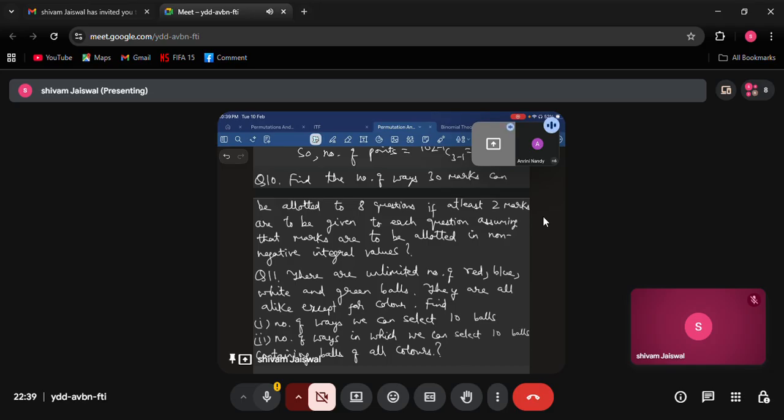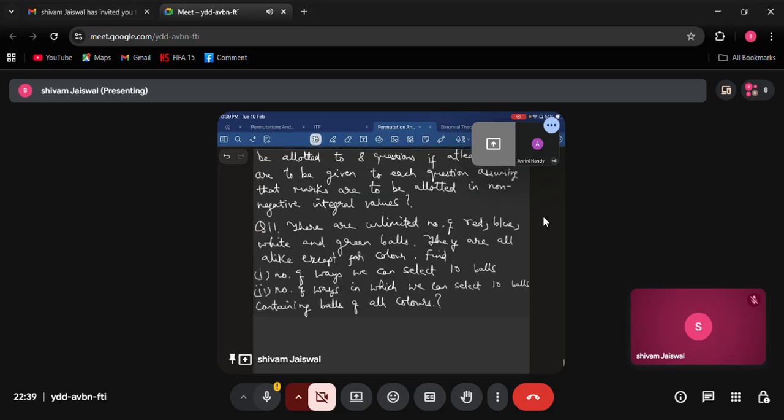Okay, only I'm solving. You need to find out the number of ways 30 marks can be allotted to 8 questions if at least 2 marks are to be given to each question, assuming that marks are to be allotted in non-negative integral values. So Nini, at first you give 2 marks to each question. How many marks are left? Tell me. 14. The number of marks left will be equal to 14.